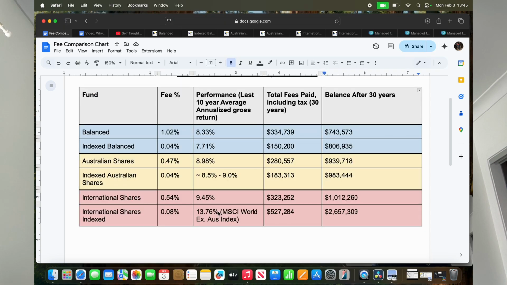And we have to keep in mind that this number is very high over the last 10 years, and this is due to the large exposure to the American markets. Now, it's unlikely going forward over the next 30 years that we're going to see an average annualized return of 13.76%, as this is a very high number.